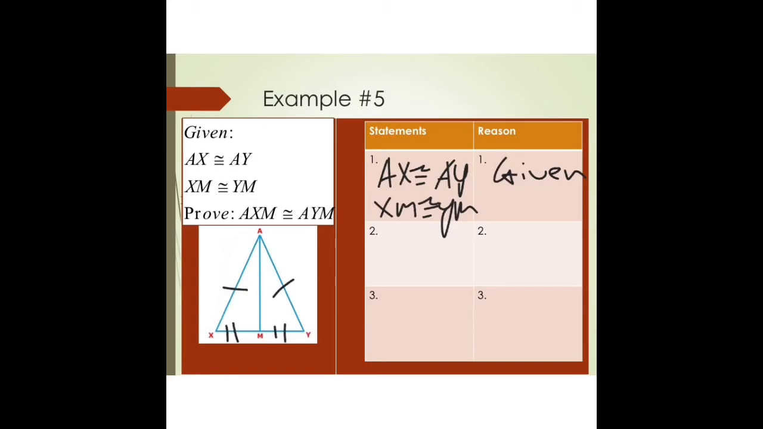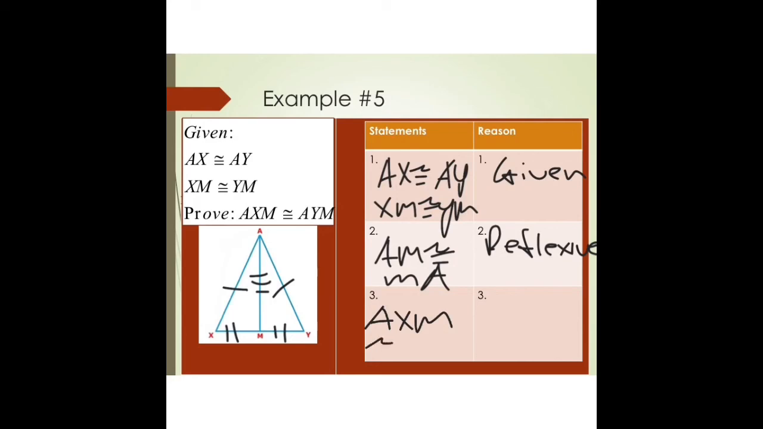Currently, we have two sides, which is not enough information, but we do notice that these two triangles share the side down the middle. So we can go ahead and mark those as being congruent. And then I would just say that AM is congruent to MA, and the reason is because of the reflexive property. All right, now looking at our triangle, we can see that we have, for one of our triangles, side, side, side. For our other triangle, also side, side, side. So we can say that our triangles are congruent by the side, side, side property. So AXM is now congruent to AYM. And again, that is because of the side, side, side property.